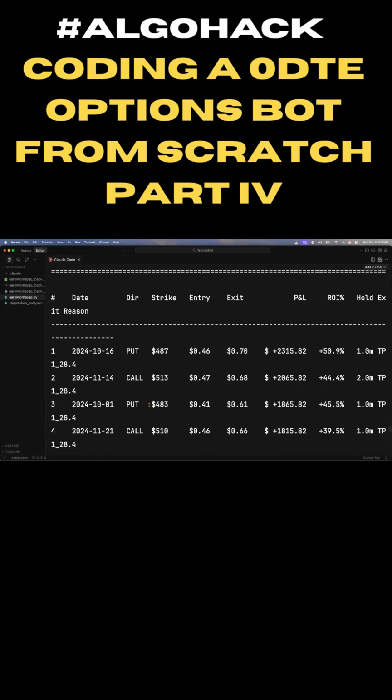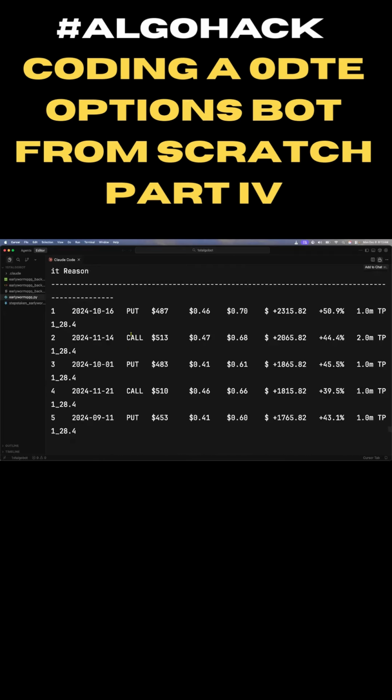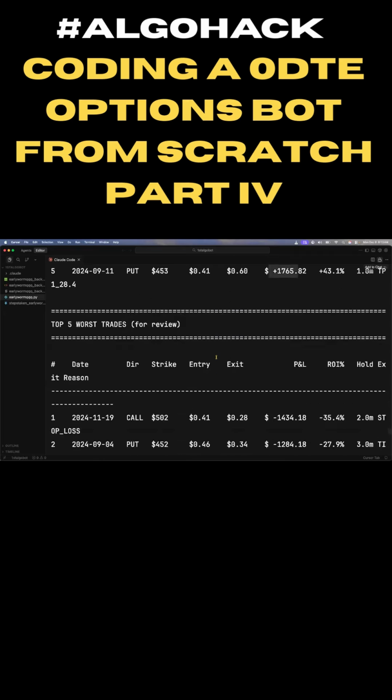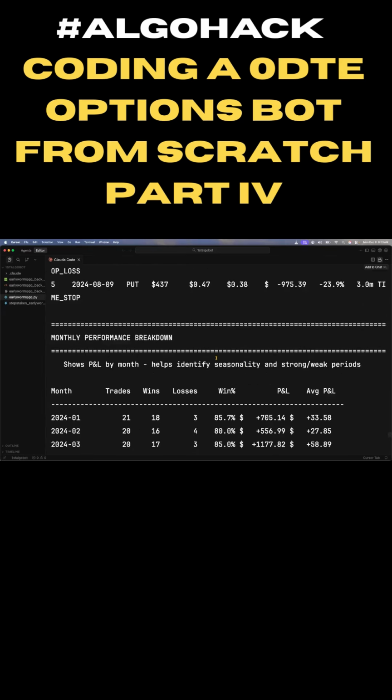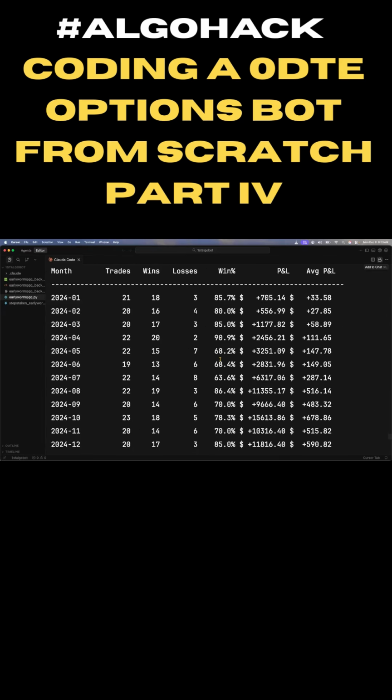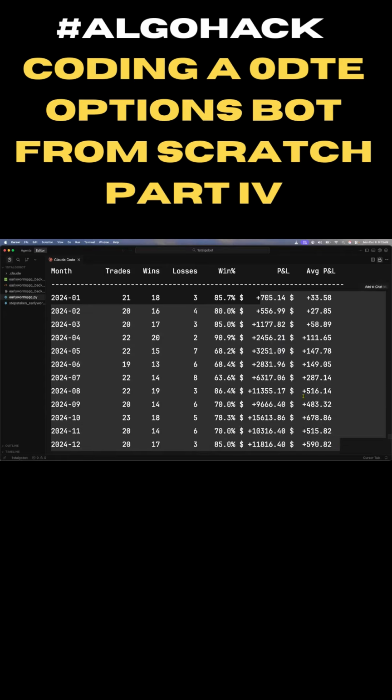Here's our top 5 trades, right? So we can see we have 3 puts and 2 calls, ranging from anywhere between $2,300 and $1,700. And then our top 5 worst trades, more puts than calls here, right? And then our monthly performance for the strategy. As you can see, month over month, the strategy did make money, and it started to compound quite ridiculously, if I may say so myself.